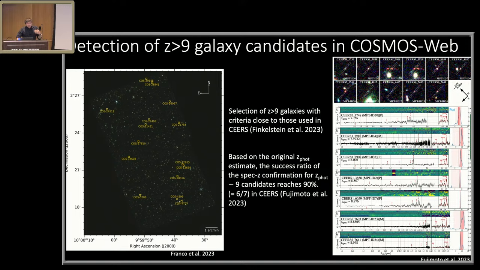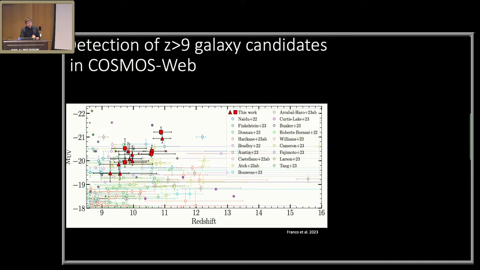Since only 4% of Cosmos Web is approximately as large as other extragalactic surveys, we have here the distribution of the absolute UV magnitude as a function of the redshift. To give an example, GN-z11 is here. And because we are shallower, we are biased toward the brightest galaxies at redshift between 9 and 11.